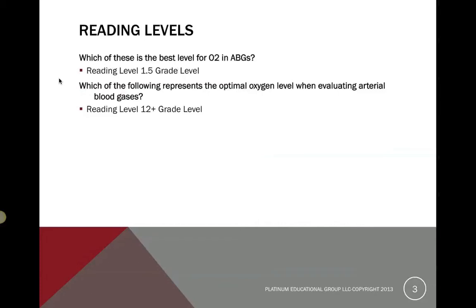So what is a reading level? Well, here we go. Which of these is the best level for oxygen in ABGs? The reading level of this question is a 1.5 grade reading level. In other words, a kid in the middle of their second grade in elementary school would, in theory, be able to understand that question as far as how it's written. Would not necessarily know the answer, but would understand it to read it.